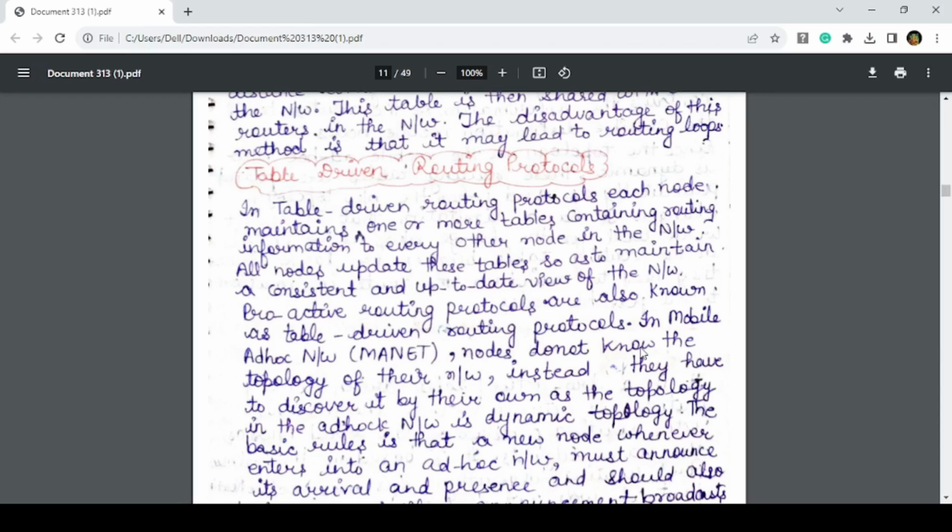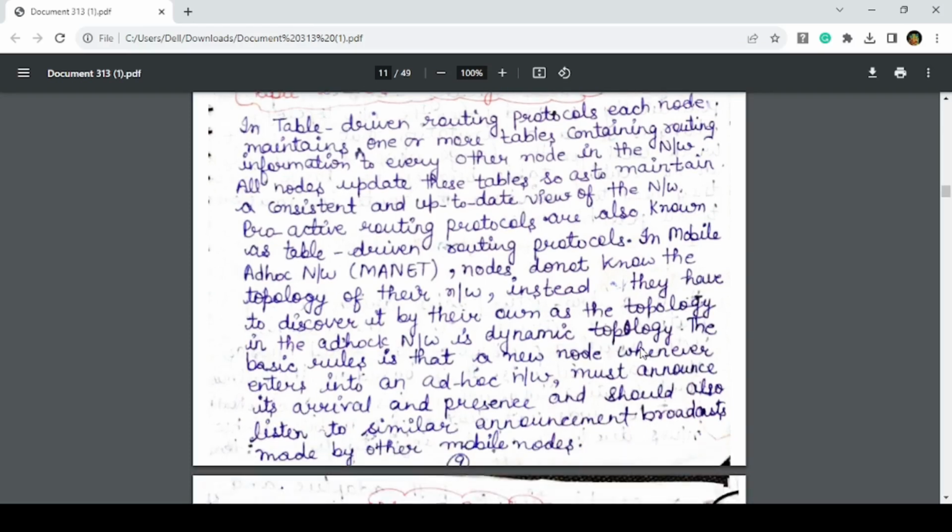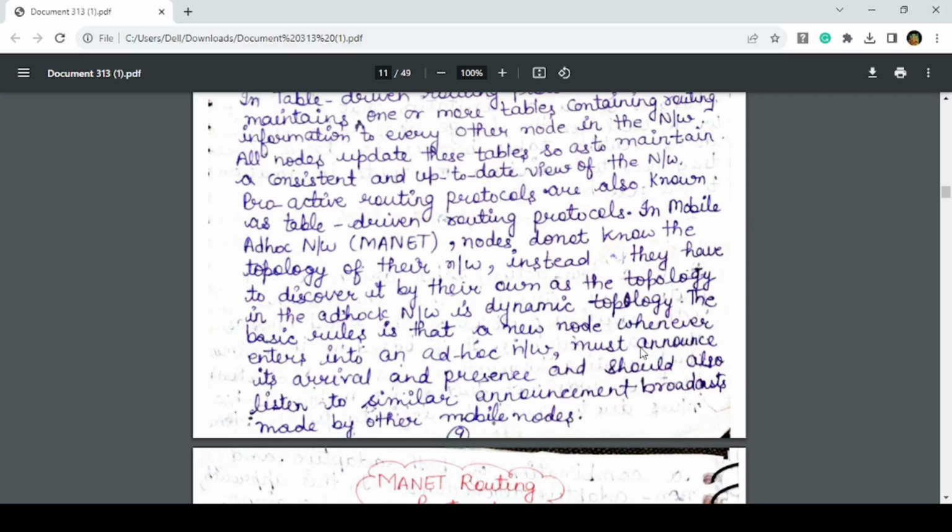In a mobile ad hoc network, nodes do not know the topology of their network. Instead, they have to discover it on their own, as the topology in an ad hoc network is dynamic. The basic rule is that a new node, whenever it enters an ad hoc network, must announce its arrival and presence. Then it should also listen to similar announcements broadcast by other mobile nodes. This is table-driven routing.